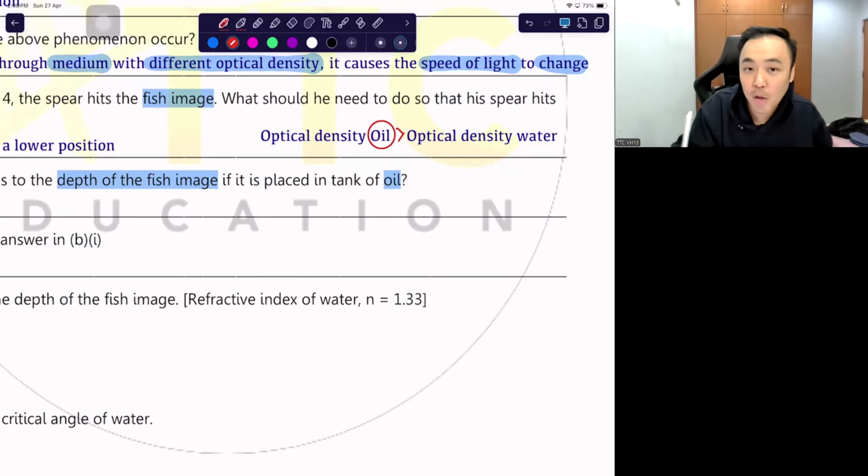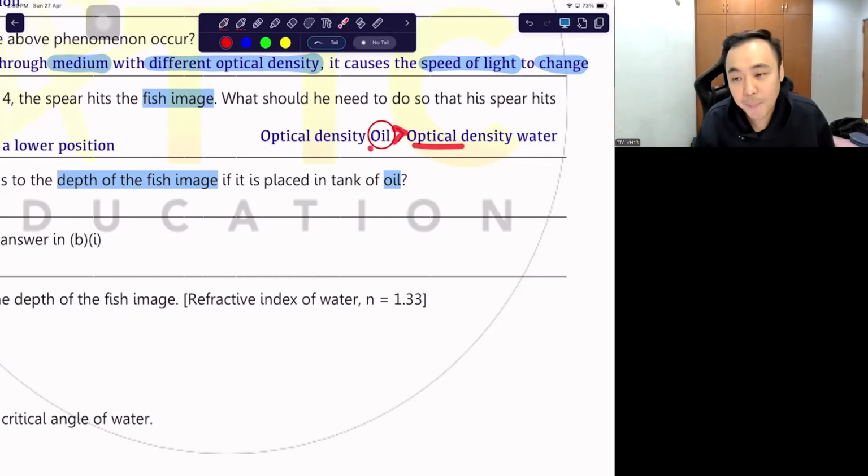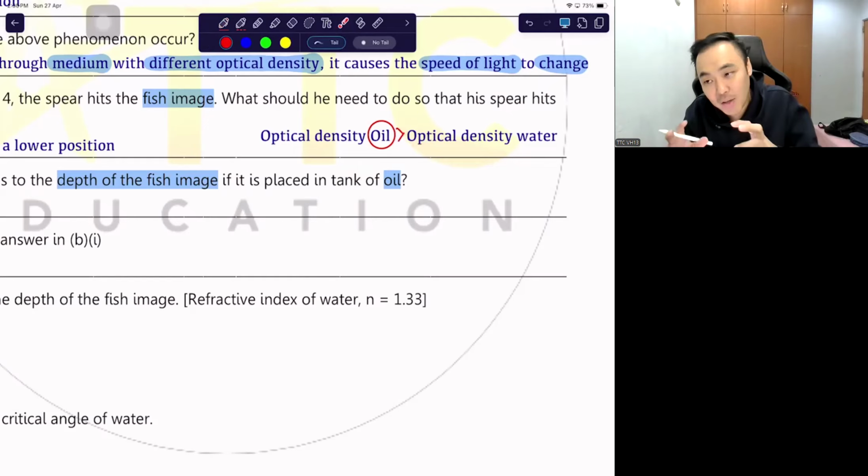You have a bottle of water, you pour, it goes very fast, right? You pour the oil out, does it come out as fast as water? No, right? It flows slower compared to water. So optical density for oil actually is more than optical density for water, in a way also because of the particle bonding.